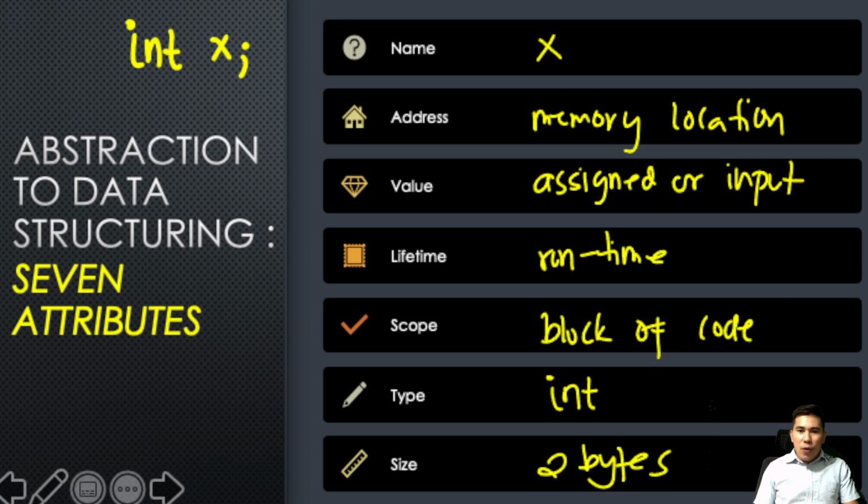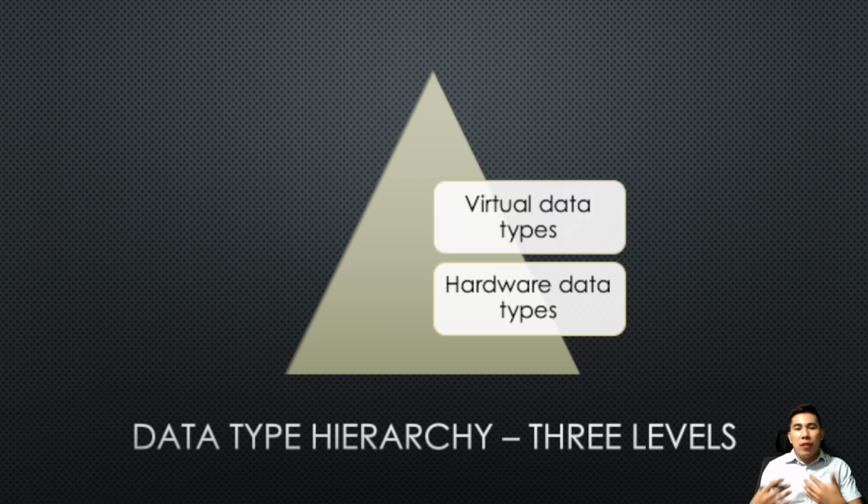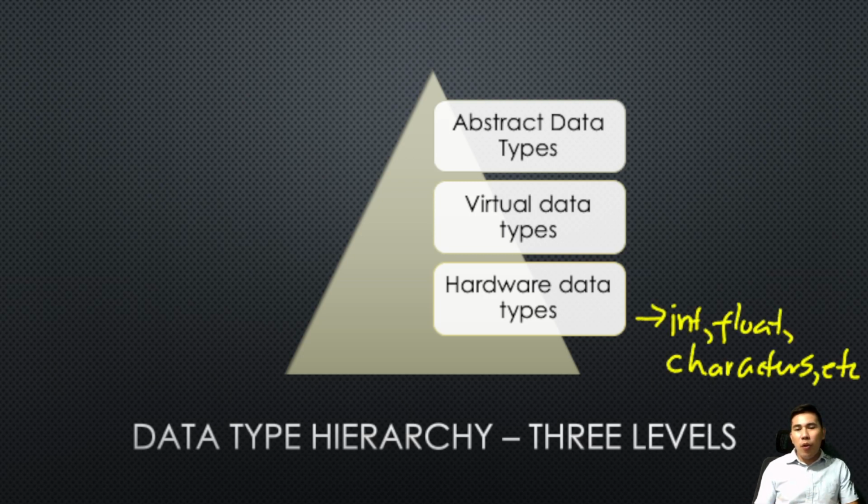All right. So here, data types actually have three levels. We have the hardware data types, the virtual data types, and the abstract data types. When we talk about hardware data types, they are directly supported by the hardware. So these are integer, float, characters, etc., and all other primitive types.